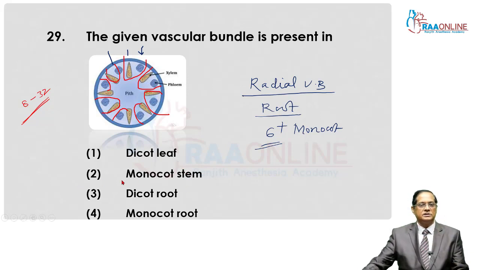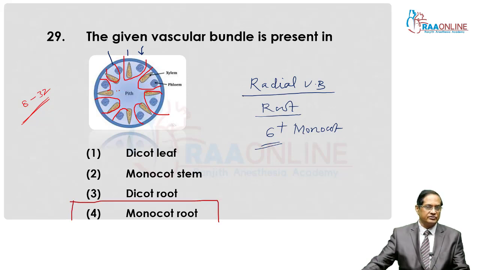But now two options are left, that is radial root and dicot and monocot. But see the number. If the number is more, then monocot. If the number is less, then they are dicot. So the final answer: this is monocot root.